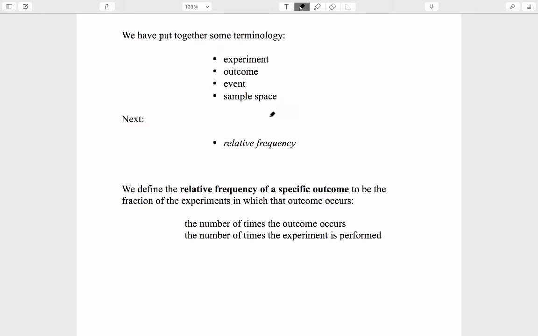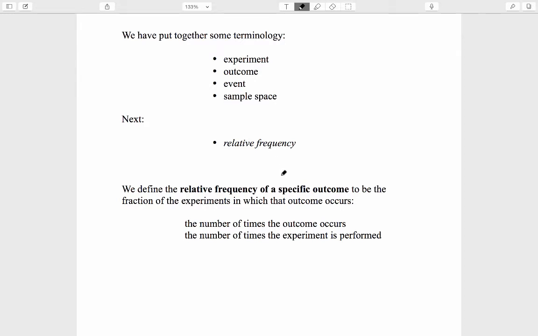So where do we stand? So far we've put together some terminology: experiment, outcome, event, sample space. Now we need one more piece of terminology before officially pinning down our definition of probability. That new term is relative frequency.